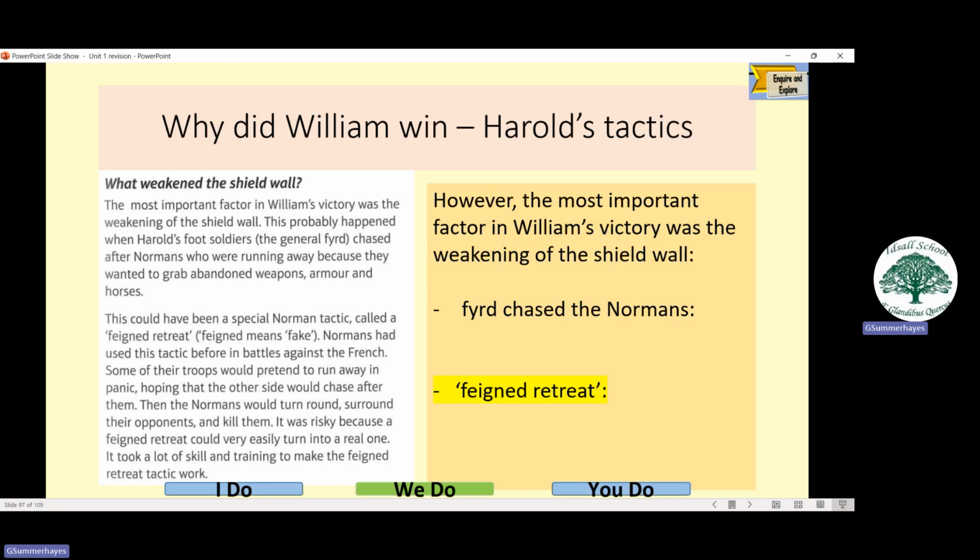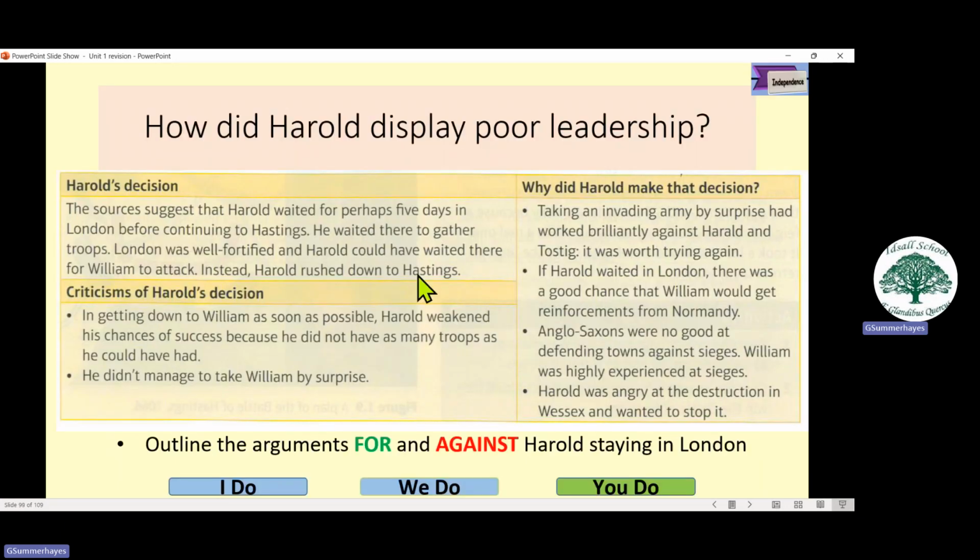So William's leadership was good because he changed tactics, but also he was brave. He took his helmet off and showed his face in the middle of battle because people thought he was dead. So he's like, "No, don't worry, I'm still alive." Took his hat off. He probably said it in French.